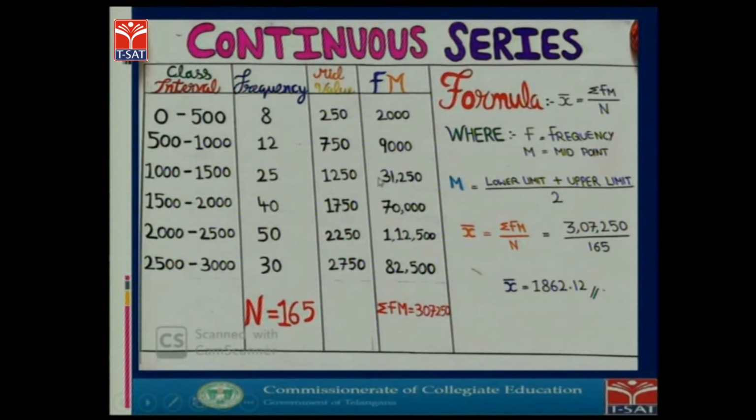2000 plus 9000 plus 31,250 plus 70,000 plus 1,12,500 plus 82,500. That will give us sigma fm is equal to 3,07,250. Now let us substitute this value in the formula, that is x bar is equal to sigma fm by n. So our sigma fm is 3,07,250. We have to take this value over here and our n is 165. So x bar is equal to 1862.12. In this way we have to calculate in continuous series. So that was a sum of mean in continuous series.